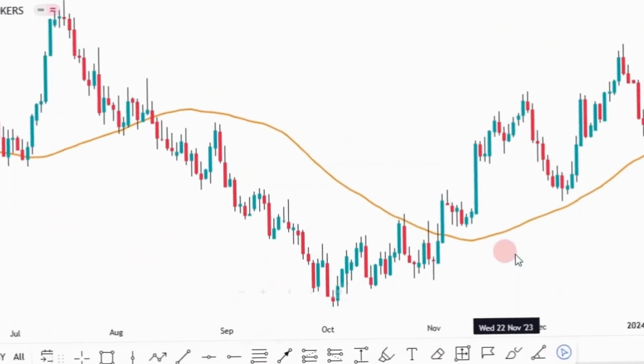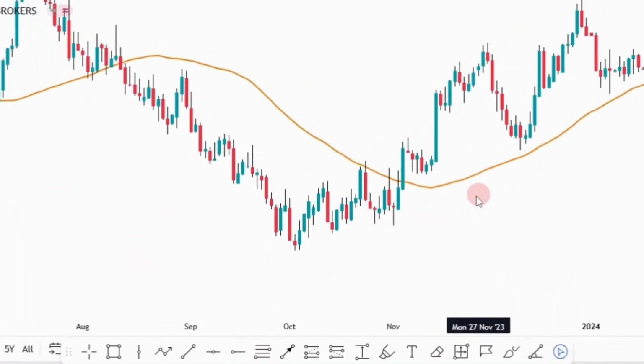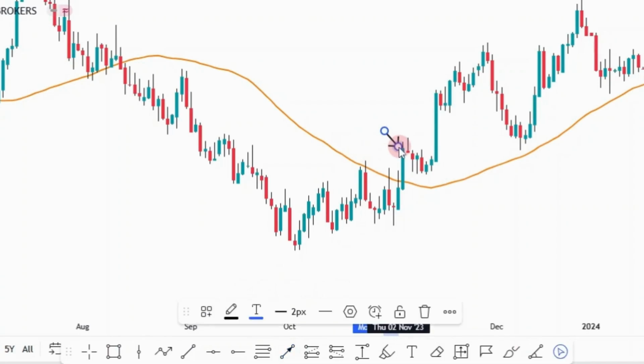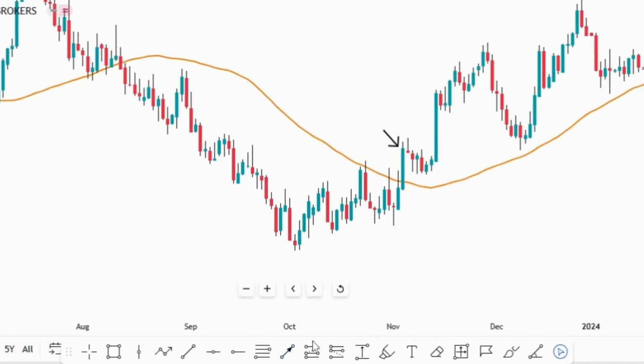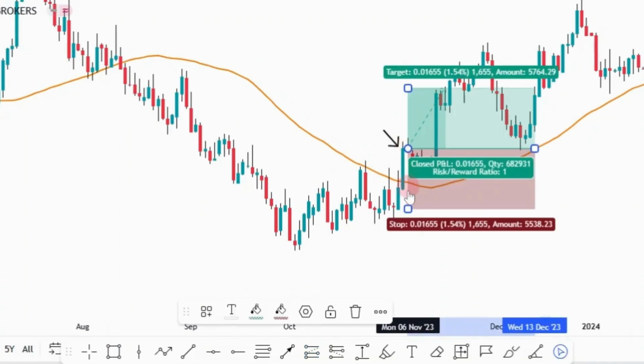Let's walk through some examples. Price moves above the 50 moving average, followed by a bullish candle that closes clearly above it. We place a buy trade on the next candle, set the stop loss just below the confirmation candle, and target the most recent visible swing high to the left.